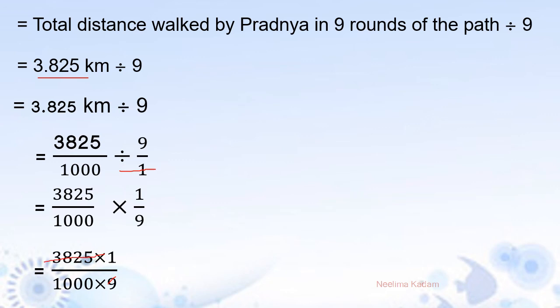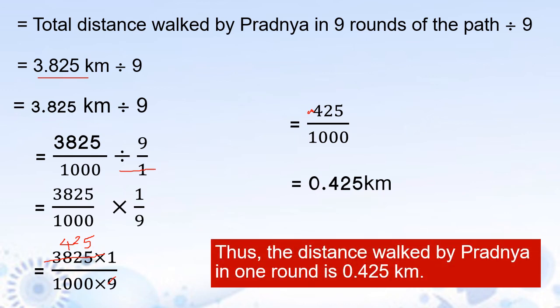9 ones are 9, 9 fours are 36, carry 2, here 2, 9 twos are 18, 4 remaining 45, 9 fives are 45. So 425 upon 1000, we will write this in decimal. So that will equal 1 2 3, so we have to put the point over here. So 0.425 kilometer. So the distance walked by Pradnya in one round is 0.425 kilometer.